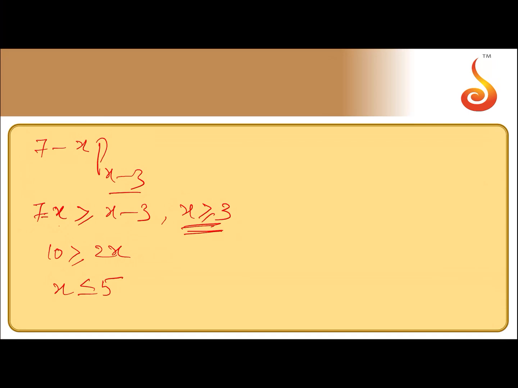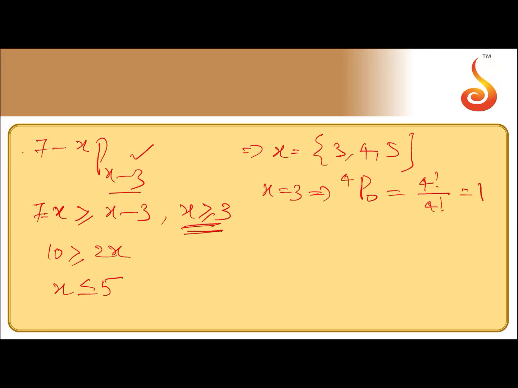And at the same time, that x value is an integral value. So let's consider x as an integral value, which takes 3, 4, 5. Let me check the possibility of this value. In this case, when x is equal to 3, if I substitute in the given condition, 7 minus 3 is 4P0, that is equal to 4 factorial by (4 minus 0) factorial, which is equal to 1.